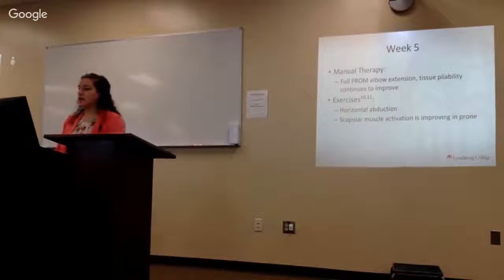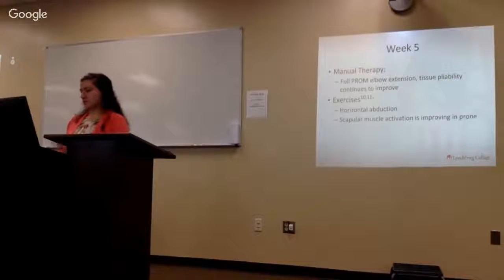Week 5, we were able to achieve full elbow extension, so she was pretty excited about that. Her bicep tissue pliability improved a lot. It's still limiting a little bit more, especially actively, and then her external rotation was still slowly improving. That was still her biggest limitation that we were seeing. And so we added horizontal abduction just to continue to improve the scapular muscle activation and coordination with everything. And so if you do an external rotation, that helps to activate a little bit of the serratus anterior as well as just the normal shoulder blade muscles and some of the external rotators.